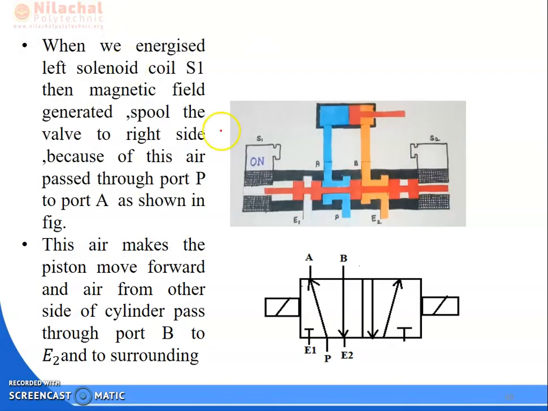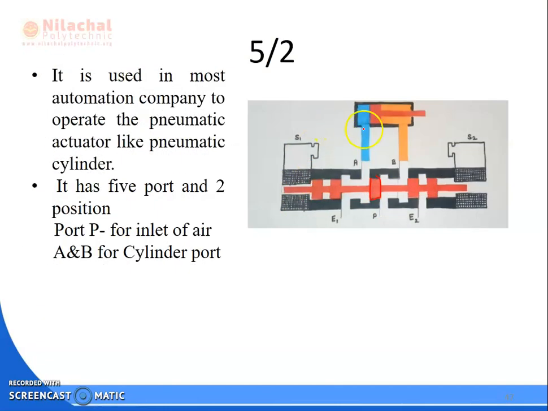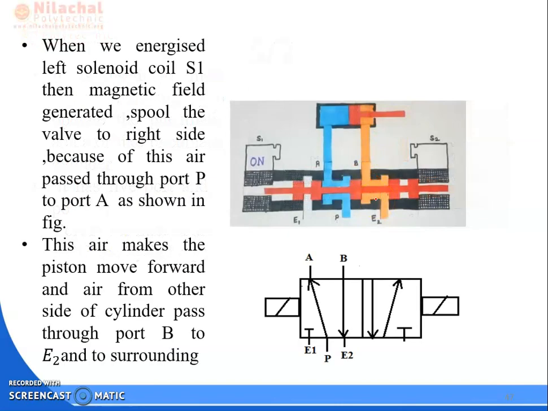So when we energize the left solenoid, that is S1, then the magnetic field will be generated and the spool will move the valve to the right hand side. So this is the normal position. See, there will be no connection between P to A. What will happen? The valve spool will move to the right hand side.